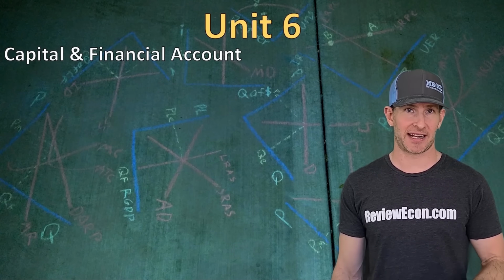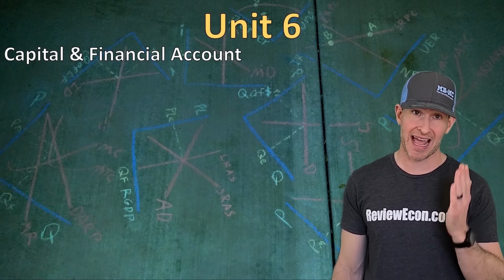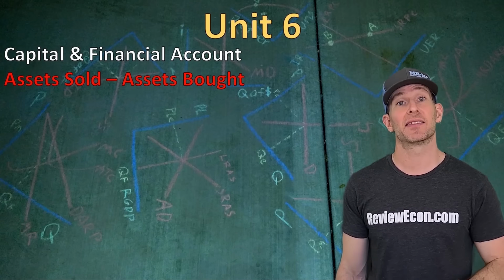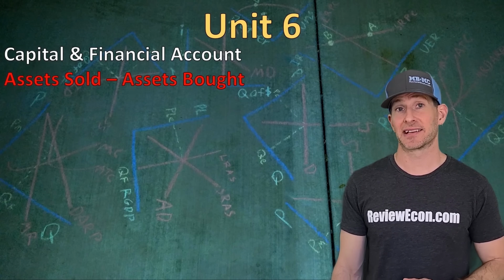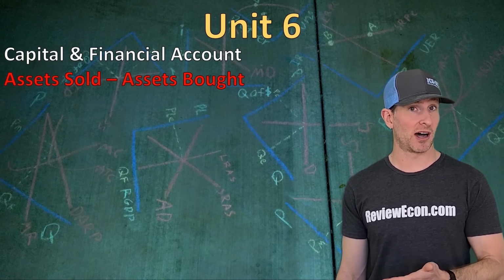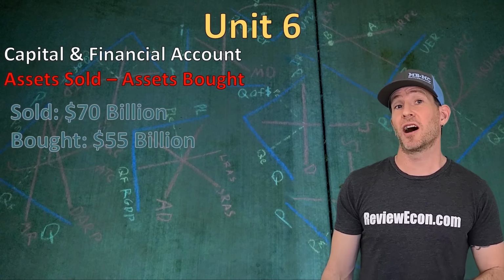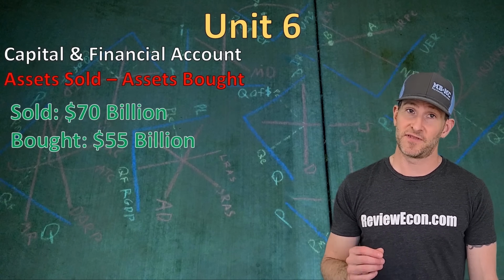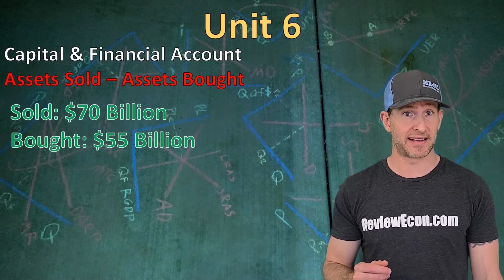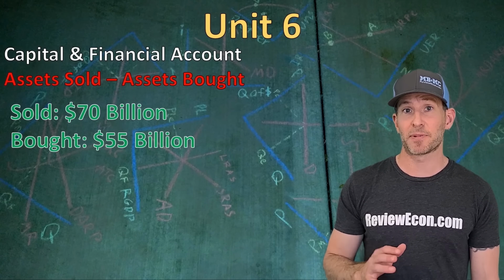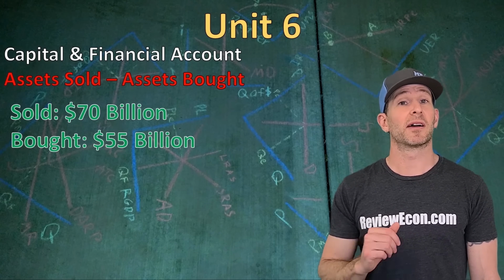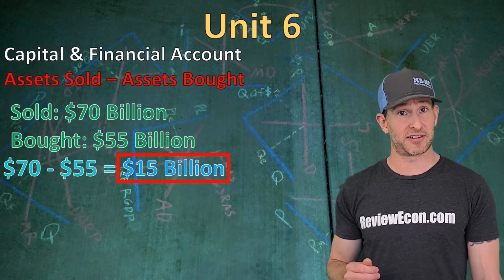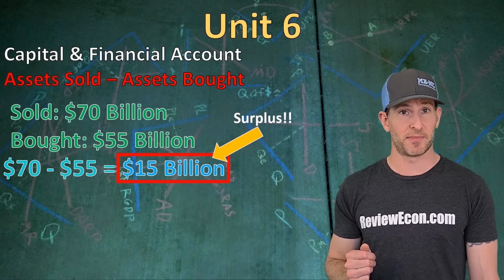Now, the capital and financial account deals with transactions of assets between countries. We take the assets sold and subtract the assets bought. Those assets include things like stocks, bonds, and even currency. So if an economy sells $70 billion worth of its assets and then it purchases $55 billion worth of foreign assets, what's the balance on the capital and financial account for this economy? Plug in the numbers and do the math, and we have a $15 billion surplus in the capital and financial account. It's a surplus because the number here is positive.